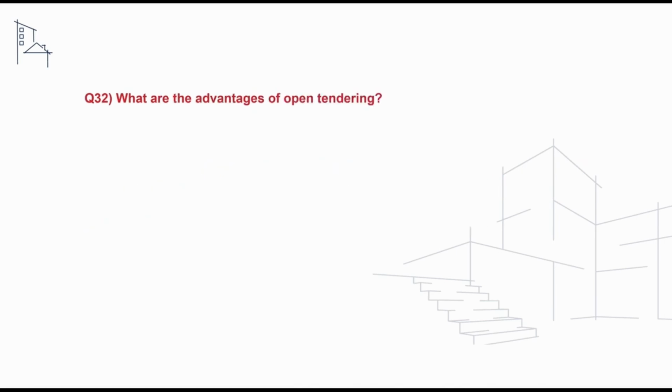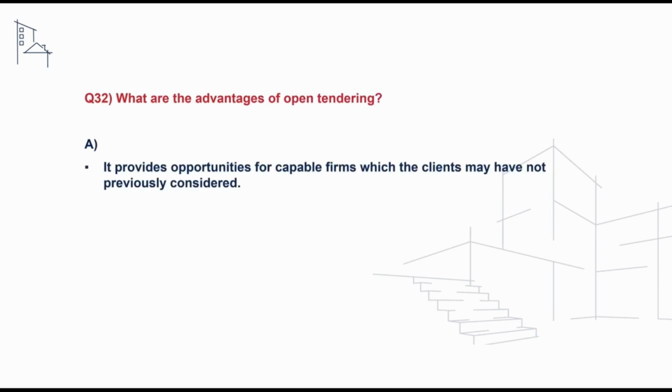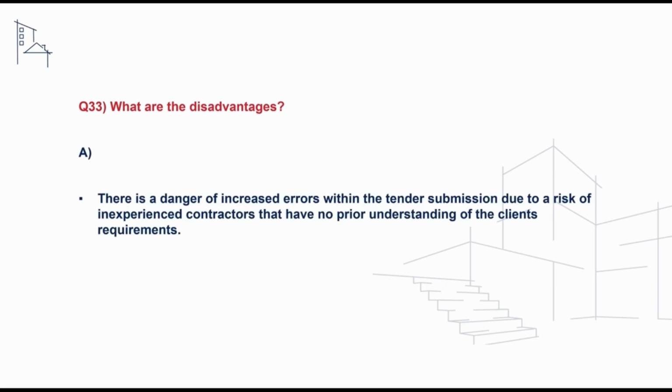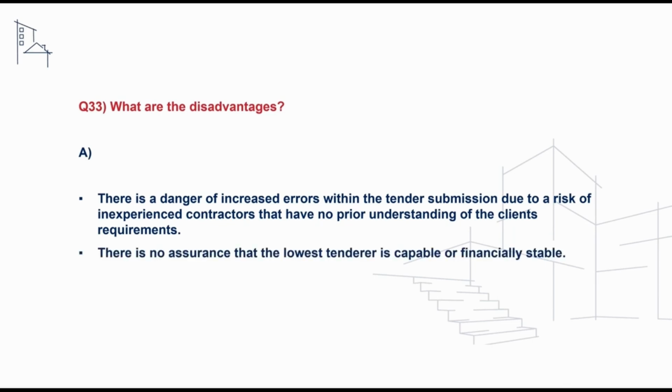A follow-on question we may receive is what are the advantages of open tendering? And to address this, we can say that it provides opportunities for capable firms which a client may not have previously considered. It should secure maximum competition from the open market. The disadvantages of open tendering include increased risk of errors within the tender submission due to a risk of inexperienced contractors that have no prior understanding of the client's requirements. There is also no assurance that the lowest tenderer is capable or financially stable. The total cost and time needed to review the tenders is also increased.